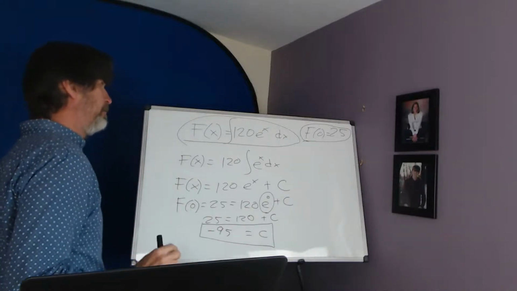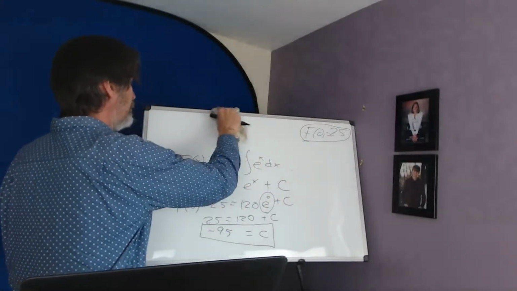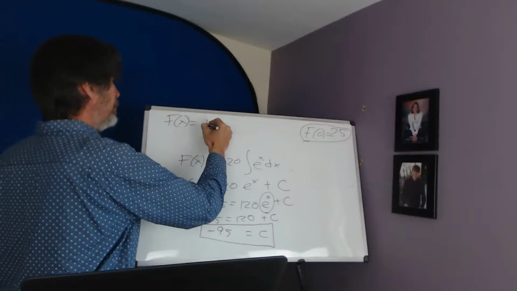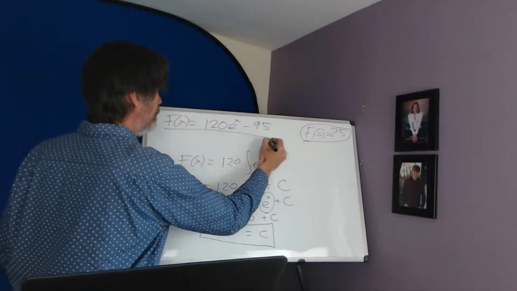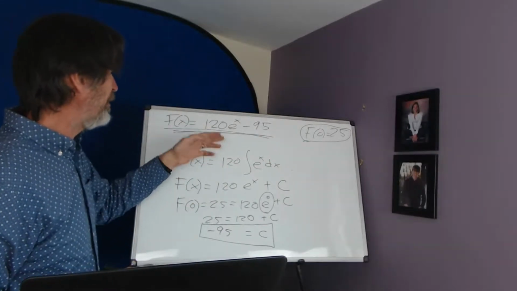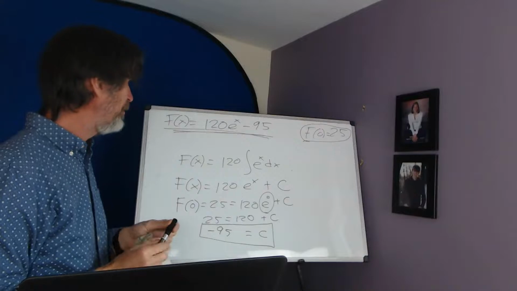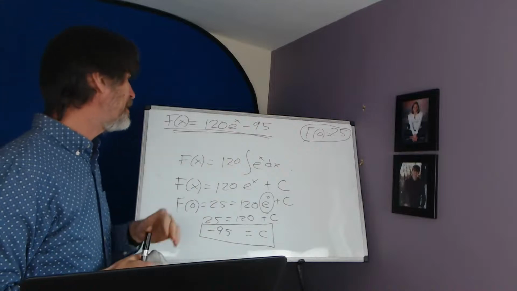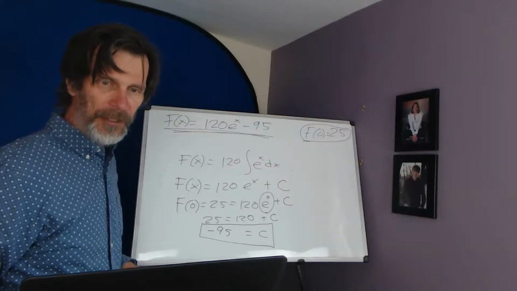Okay, so now we can write exactly what this function is. It does two things for me. When I take the derivative of it, I get 120 e to the x. That's what the problem said in the beginning. The derivative was that. And also, when I plug in 0, I still get back 25. So both conditions are covered there. So that's problem 2.